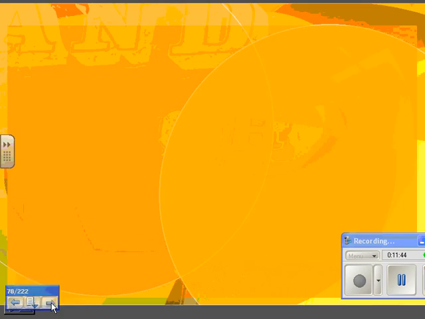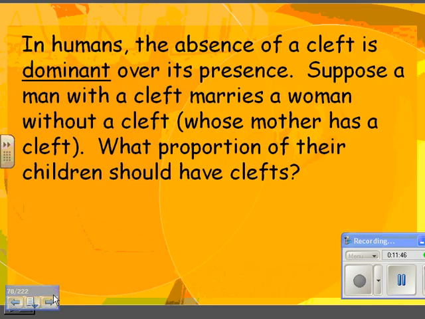In humans, the absence of a cleft is dominant over its presence. So the absence of a cleft is dominant. So this is going to be no cleft, and little a would mean you have a cleft.